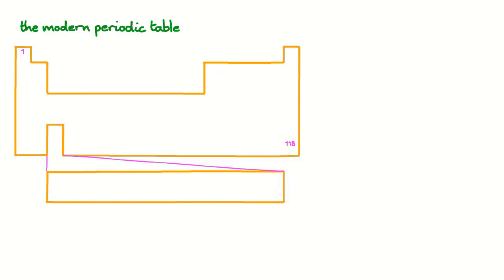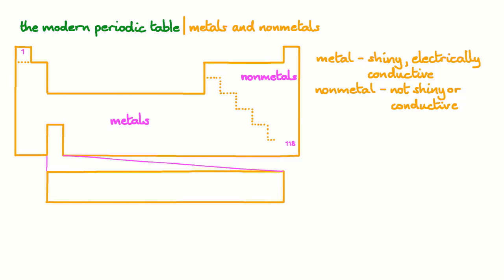Now let's go through some of the labels that are applied to areas of the periodic table which help us group elements by behaviour or electronic character. The simplest division on the periodic table is the line between metals and non-metals. In their elemental form, metallic elements tend to be shiny and electrically conductive, while non-metals are neither.